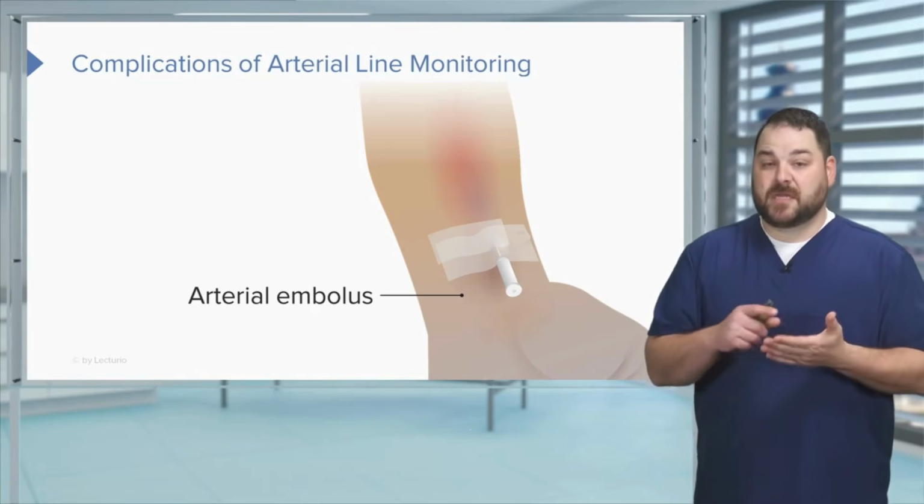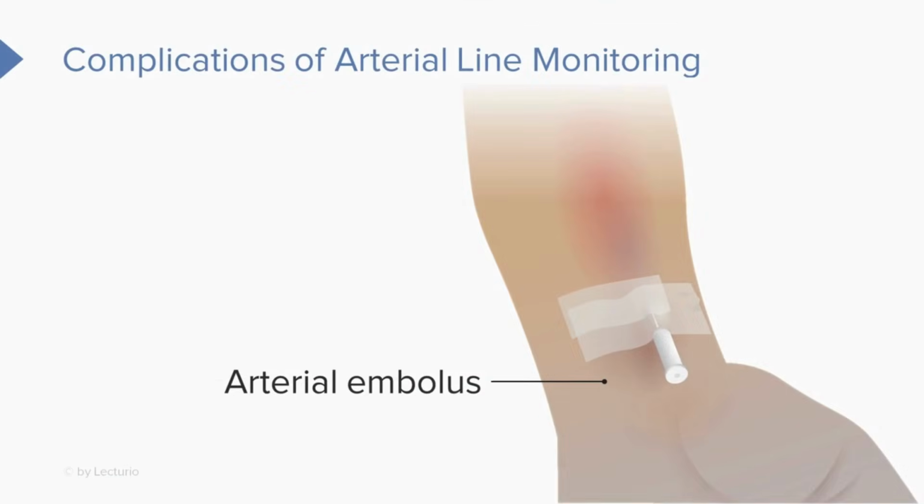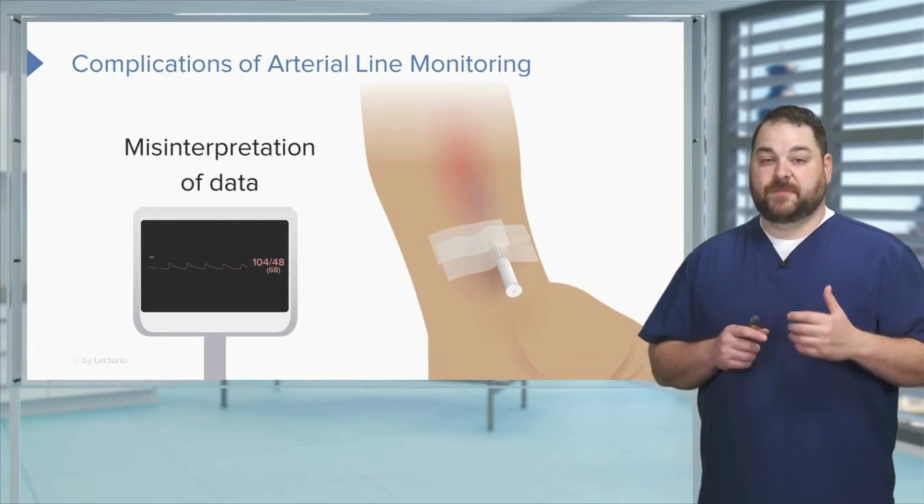If the hand becomes discolored or we see a large amount of air going through the catheter, we need to call the physician so that they can intervene quickly. The last complication I want to discuss here is misinterpretation of the data.